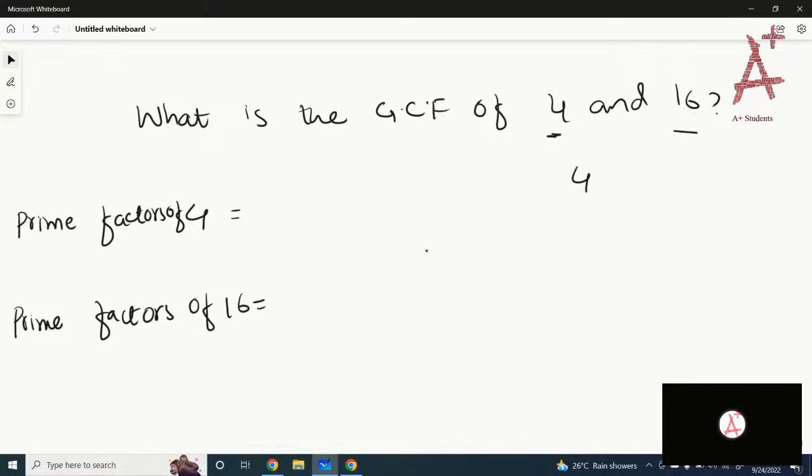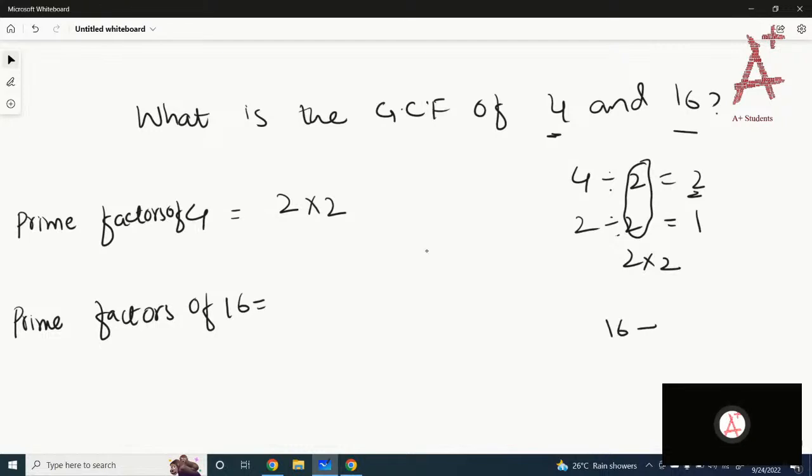So let's write the prime factors of 4. You have to divide 4 by our smallest prime number, that is 2. So 4 divided by 2 is 2. And then again you have to divide this 2 by the smallest prime number. The smallest prime number that can divide 2 is 2. So the prime factors of 4 are 2 times 2.